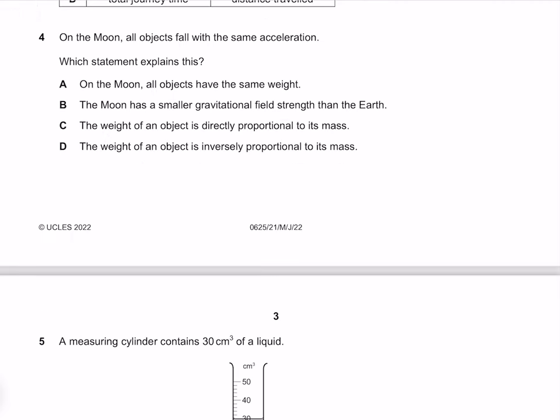On the moon, all objects fall with the same acceleration. Which statement explains this? On the moon, all objects have the same weight is incorrect, because our weight force is equal to the mass times the gravitational acceleration, and because objects will have a different mass, they will have a different weight. The moon has a smaller gravitational field strength than the Earth. While this is true, it doesn't explain our statement.